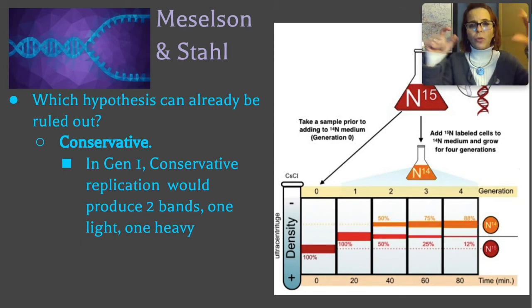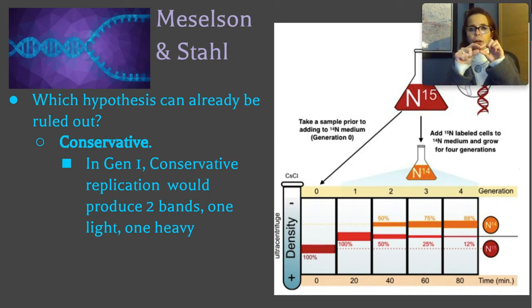So both strands were old and both strands were new, because that would produce two banding patterns in the test tube. You would have one group of DNA that was light, and one band of DNA that was full of the heavy nitrogen, and one band of DNA where the DNA was made of the light nitrogen. So immediately by generation one, we know it's not conservative.